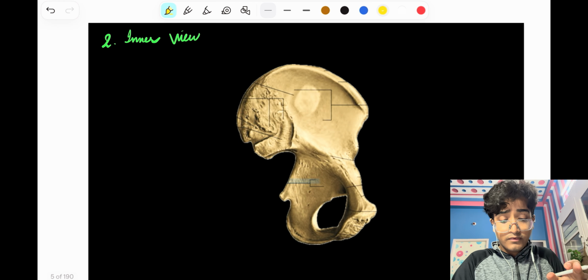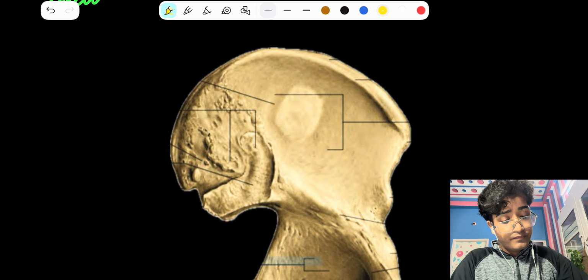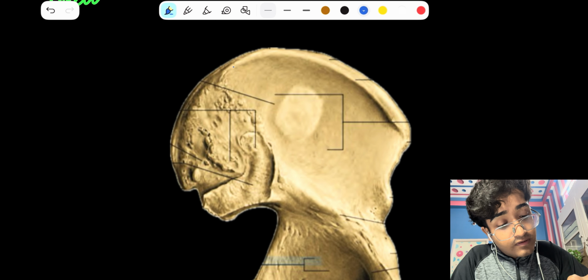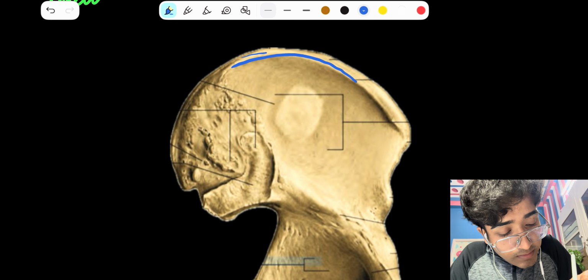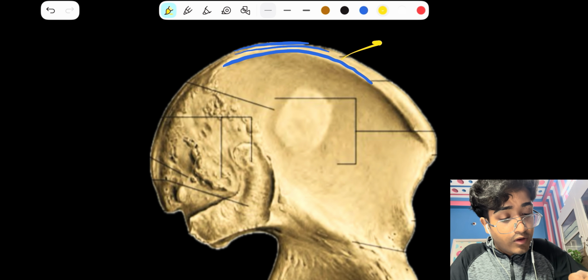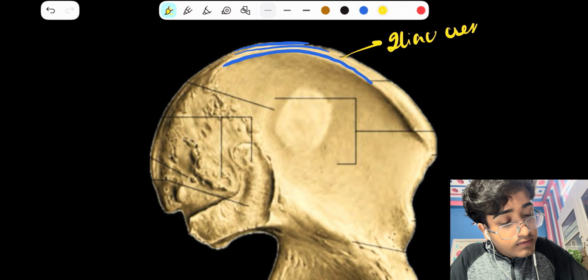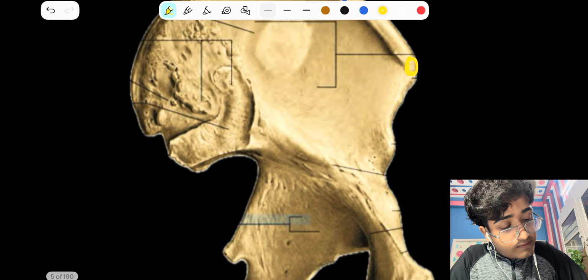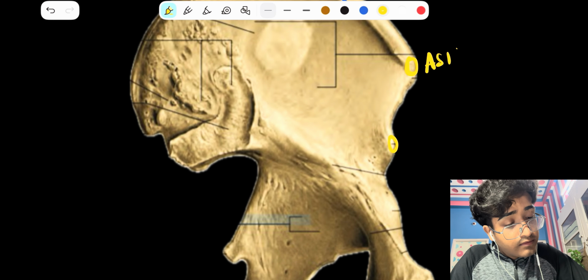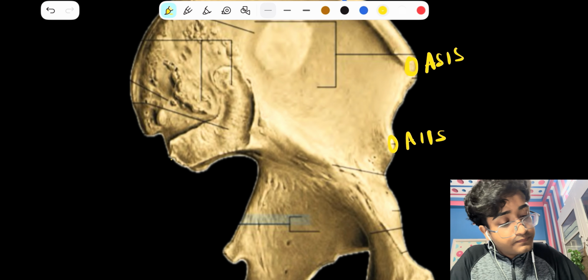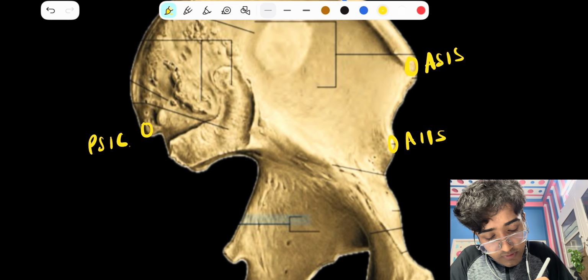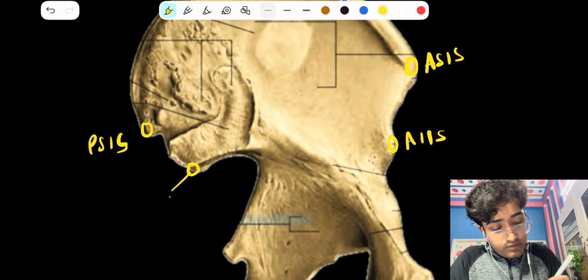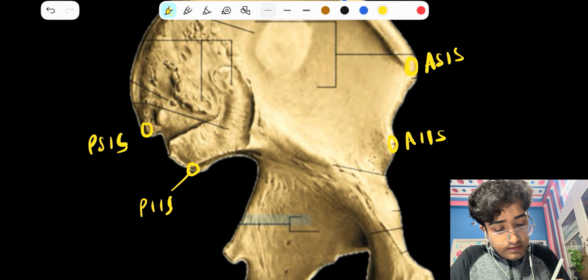Then we look at the inner view of this hip bone, of this ilium. I told you this was the inner lip, then the intermediate lip, and the outer lip of the iliac crest. This is the iliac crest with three lips. Then this is the anterior superior iliac spine, anterior inferior iliac spine, posterior superior iliac spine and posterior inferior iliac spine.